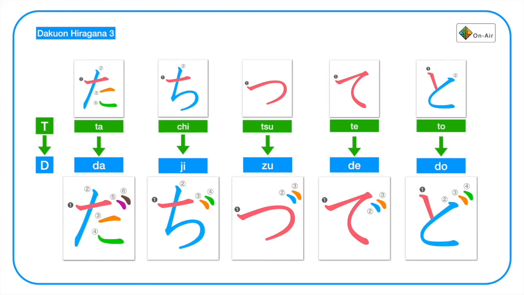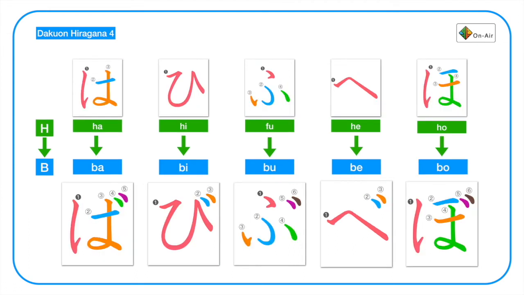The third group, we have the T column changing to the D column. So originally, we have ta, chi, tsu, te, to. And changing to dakuon, we have da, ji, zu, de, do. So notice the ji and zu, they have the same pronunciation as the previous group, ji and zu. Again, da, ji, zu, de, do.